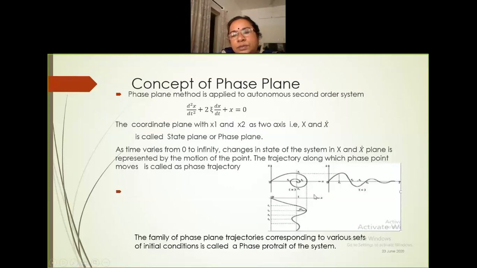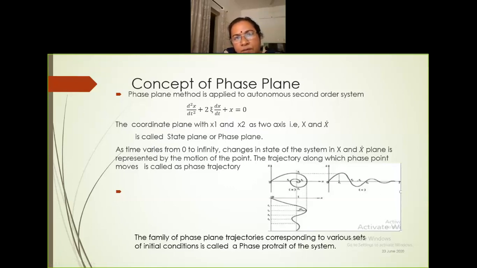This much value. So project back to the x dash plane, so that you will be getting each and every point corresponding to the time t1, t2, t3, etc., up to infinity. So you plot that, then you will be getting a trajectory. Each and every point you will be getting a trajectory. So that trajectory is called a phase trajectory. The movement of the point in the x dash plane is the phase trajectory.